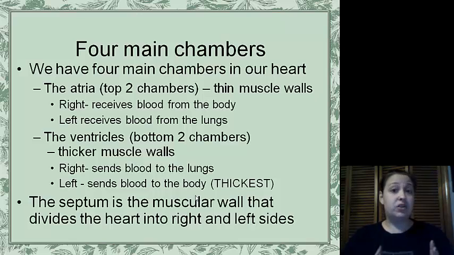They have thicker cell walls because they have to be able to pump and push the blood out to its other places. The right ventricle sends it to the lungs, and then the left sends it to the rest of the body. So the left ventricle actually has the thickest walls because it has to have enough muscle mass to push the blood from your heart to the rest of the body. The septum is a muscle in the middle that divides the heart into the right and left side.